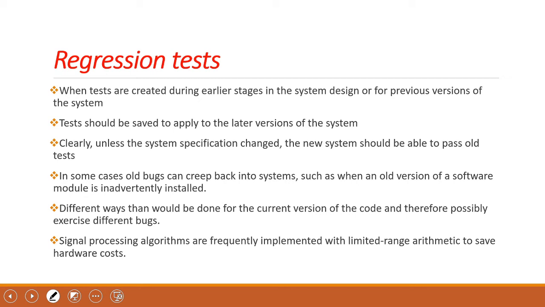The old thing we have to check: if there is any old bug reported, you have to check the old bug. Else we can check only the new thing. But in case M2 has some bug that has not been explored, M3 will again have that bug if we go for previous version testing. Next, signal processing algorithms are frequently implemented with a limited range of arithmetic to save hardware cost. In that case, we go for repeatedly the same type of testing.